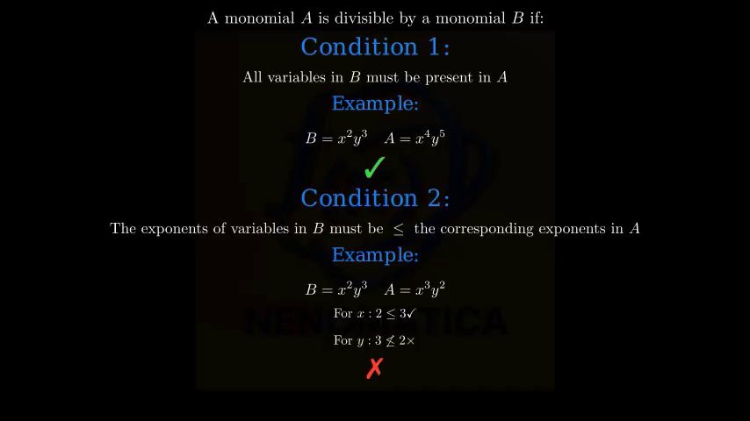For y, the exponent in B is 3, but in A it's only 2, which is less than 3. Since the exponent of y in A is less than the exponent of y in B, the second condition is not satisfied. Therefore, A is not divisible by B. Now, let's work through a complete example where A is divisible by B.